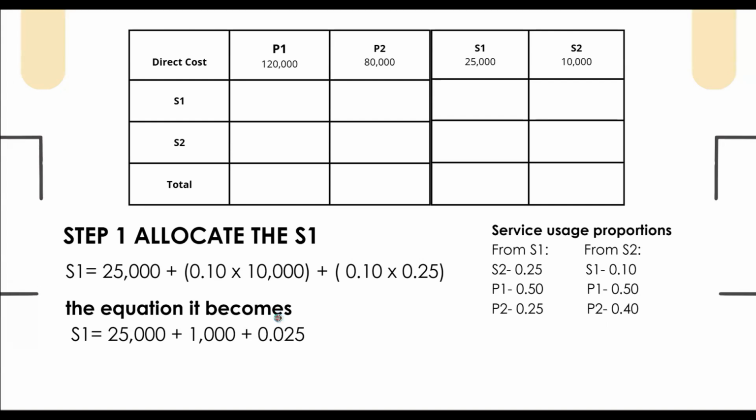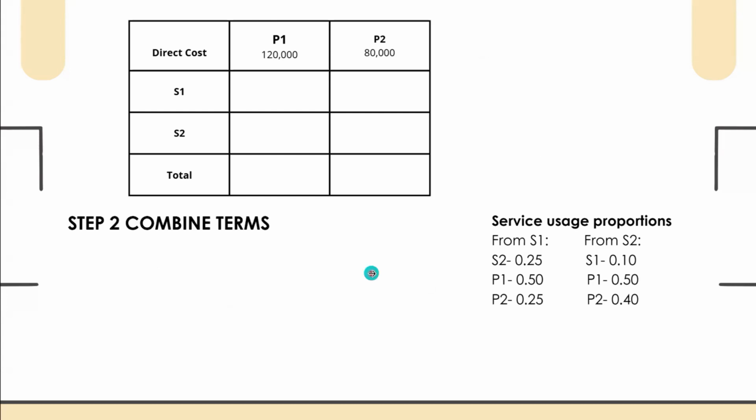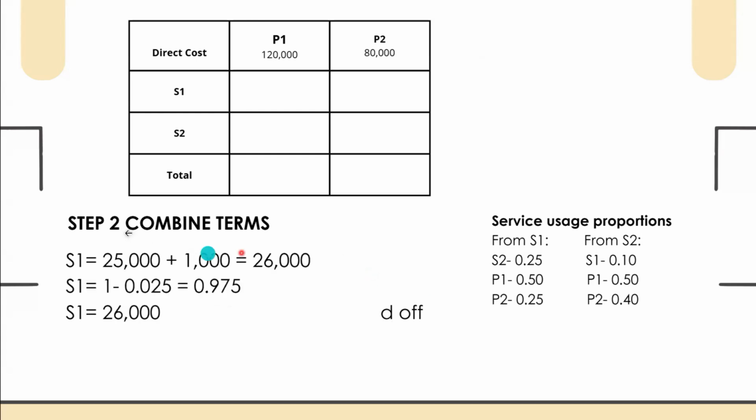The question is how we get 1,000. 0.10 times 10,000 equals 1,000. 0.10 times 0.25 becomes 0.025. And now let's combine the terms. 25,000 plus 1,000 equals 26,000. And let's subtract 1 minus 0.025, which equals 0.975.